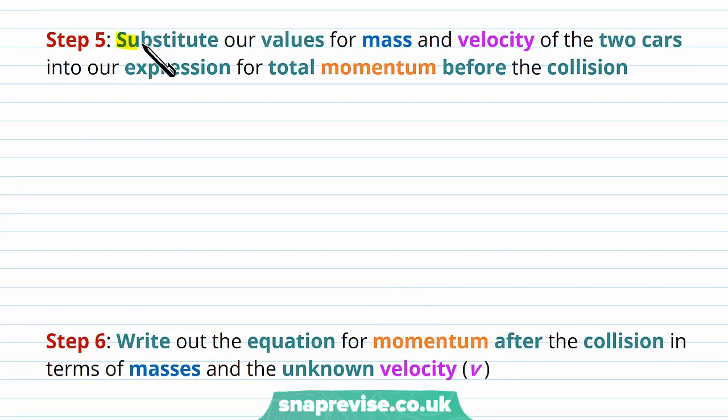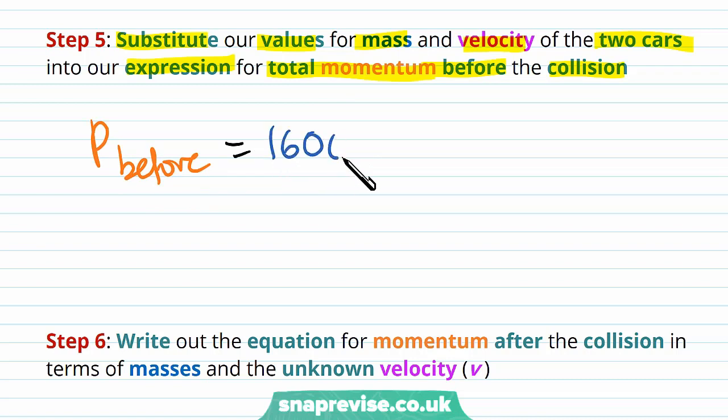Step 5 is to substitute our values for mass and velocity of the two cars into our expression for total momentum before the collision. So we can now actually find a value for the momentum before the collision. So we've got our 1600 kilogram car, which is moving at an initial velocity of 25 meters per second. And this one's moving in the positive direction, so we include a plus sign.